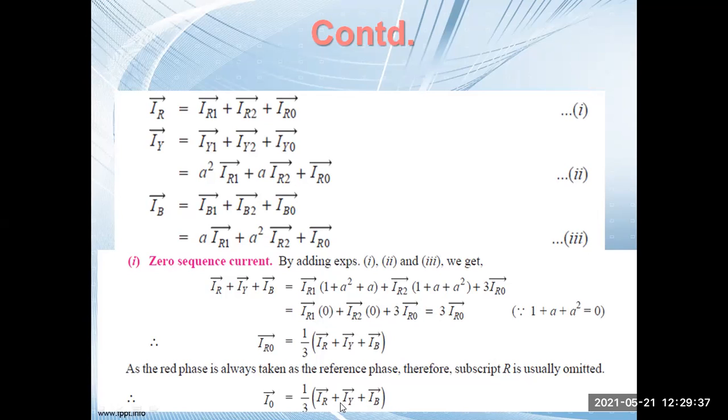In the neutral wire, which current will flow? In the neutral wire, we know IN equals IR plus IY plus IB. So that means I0 equals 1/3 of IN. That means the zero sequence current equals 1/3 of the current in the neutral wire. Yes or no?